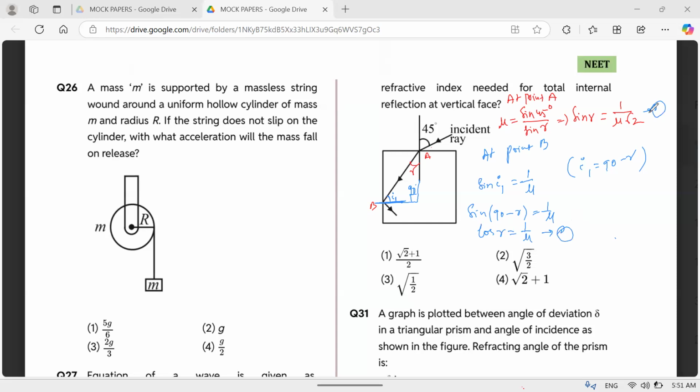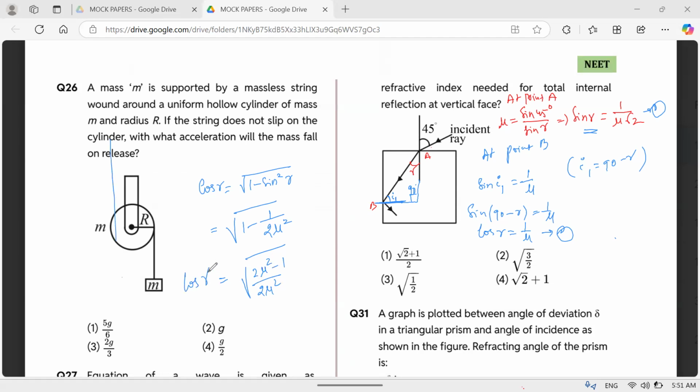Cos R, can I write in terms of sin R? You know in basic mathematics, cos theta is equal to under root of 1 minus sin square theta. That is equal to under root of 1 minus, what is sin R value? 1 by root 2 into mu. So it will become 1 by 2 into mu square, I'm taking the square of that value. So this value will be equal to, if I take the LCM, 2 into mu square minus 1 over 2 into mu square. So this is your cos R.